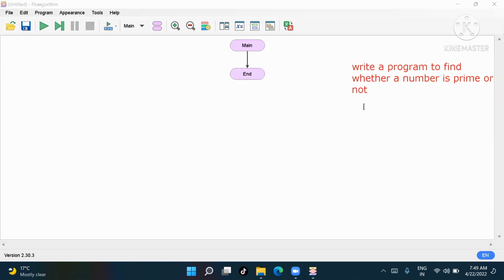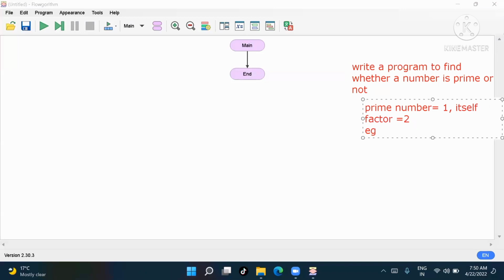Now we'll see which number is a prime number. First, what is a prime number? As we know, and we have studied in childhood also, a prime number is a number which is divisible by 1 or by itself, right? And this also we should know, the number of factors should be only 2.